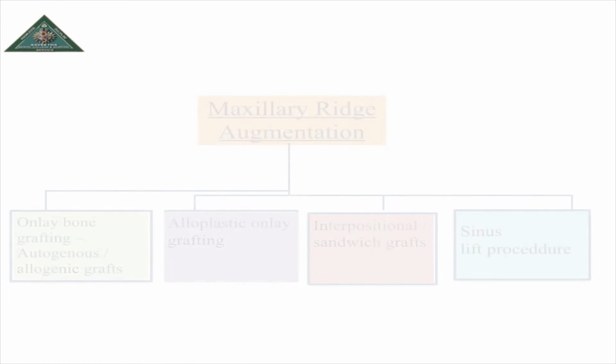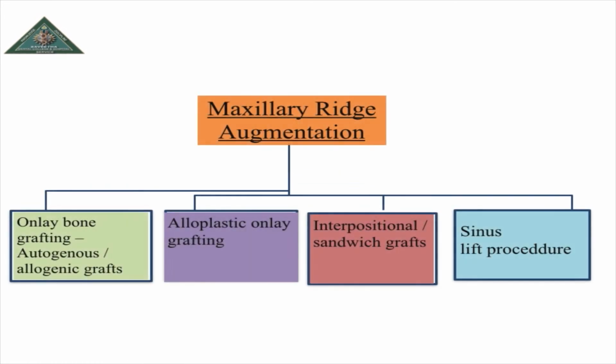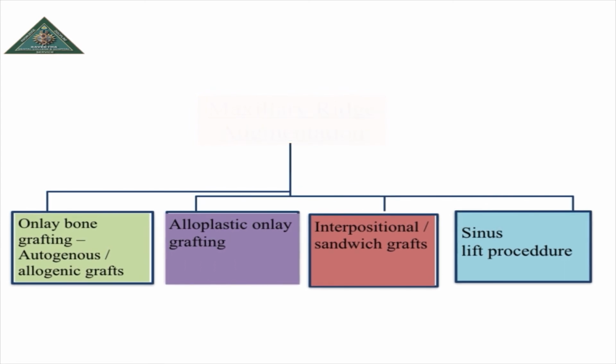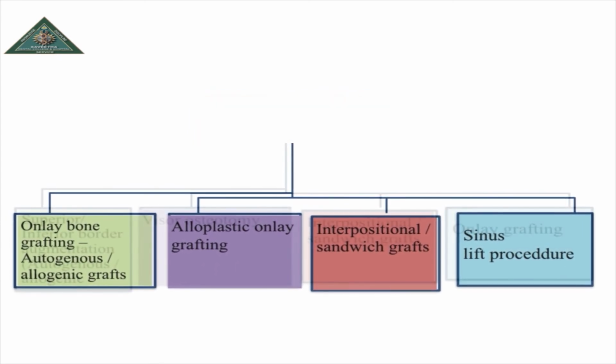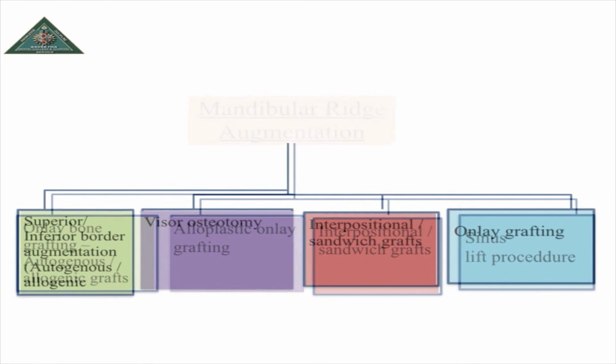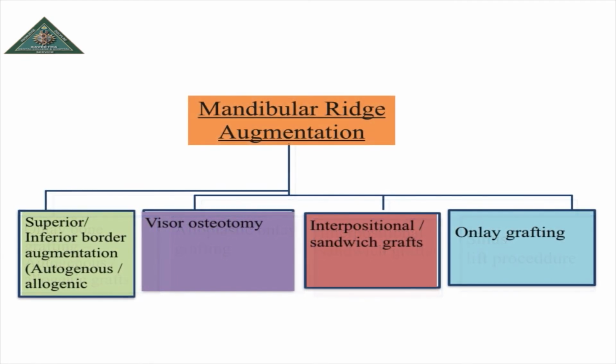When we consider maxillary augmentation procedures, we come across onlay bone grafting, alloplastic onlay bone grafting, sandwich technique and sinus grafting. And when you come across mandibular augmentation procedures, you have superior and inferior border grafting, visor osteotomy and onlay bone grafting.